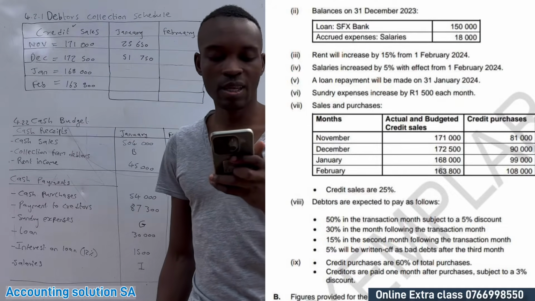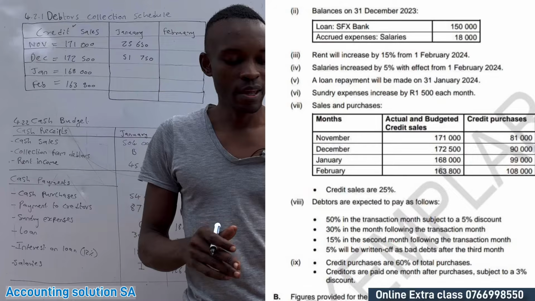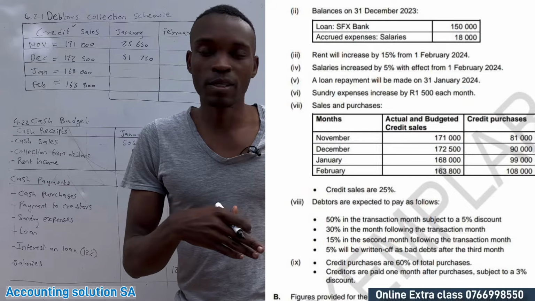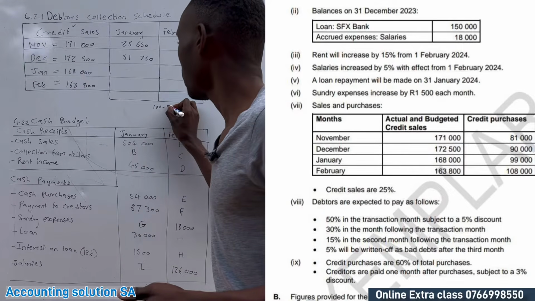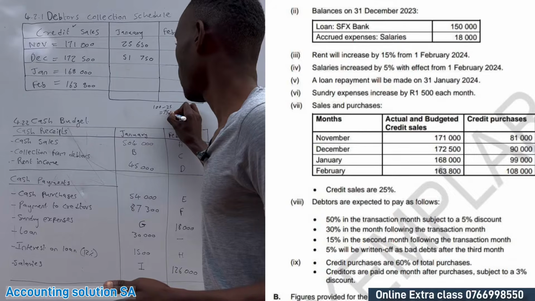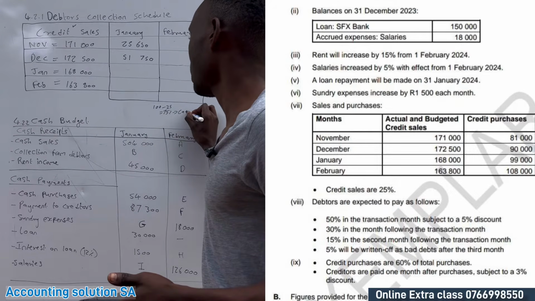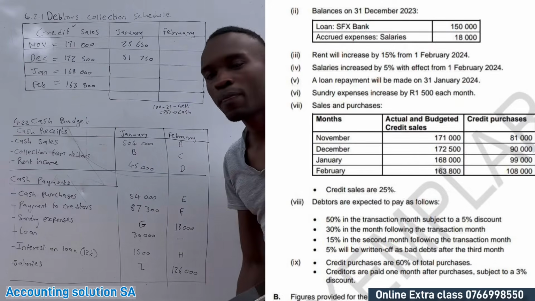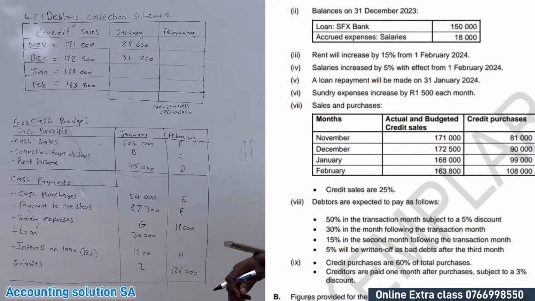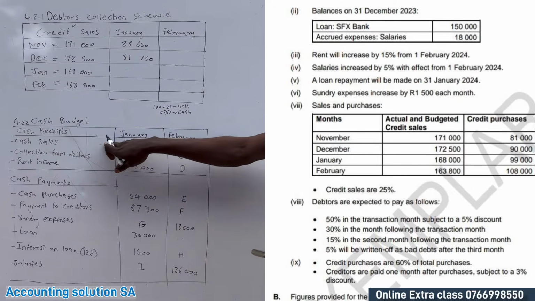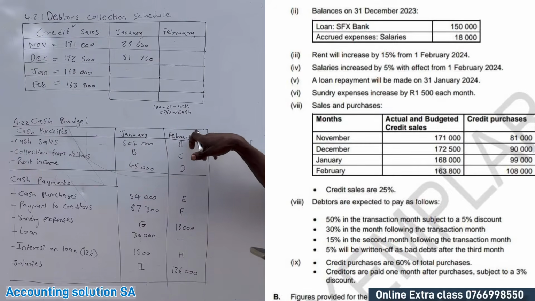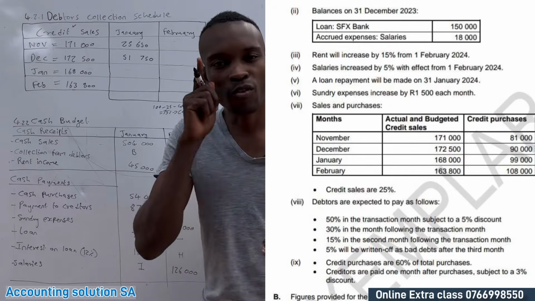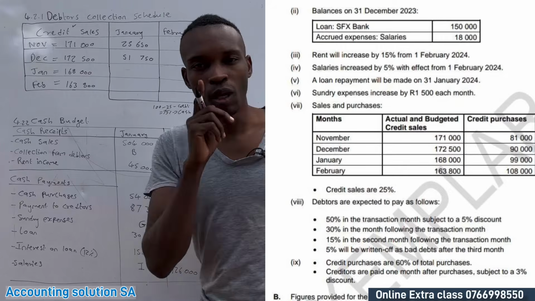Now let's check. They say the credit sales are 25%. If the credit sales are 25%, it means the rest is cash. The rest is how many percent? 100 minus 25 equals 75%, which means 75% is cash and 25% is credit. Because we have this percentage, we can calculate the cash sales, because we know that cash sales is 75%. Firstly, because they give you January, you must first prove January before you calculate February. How are you going to prove that?